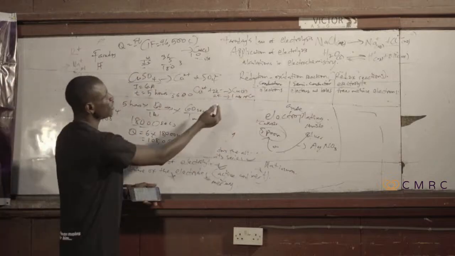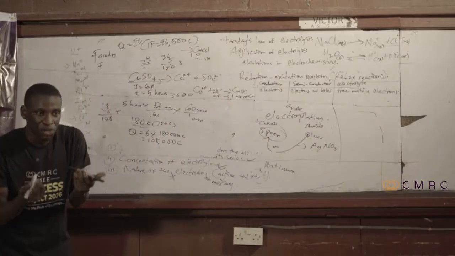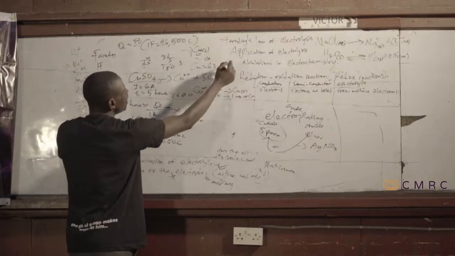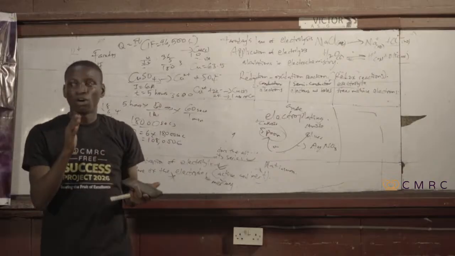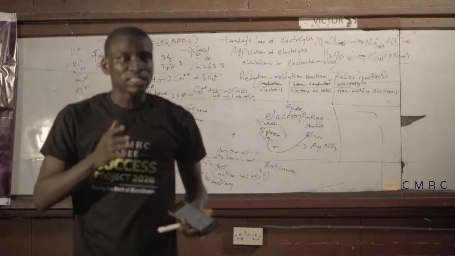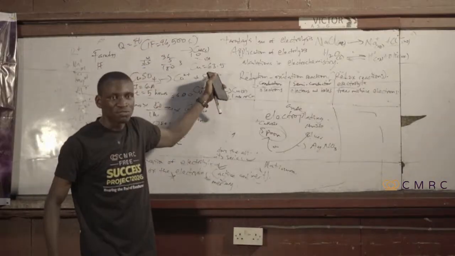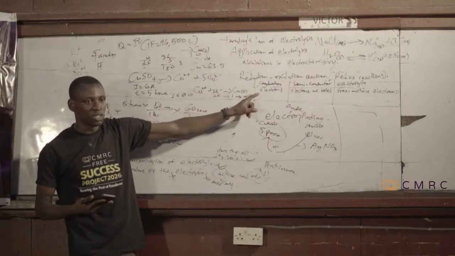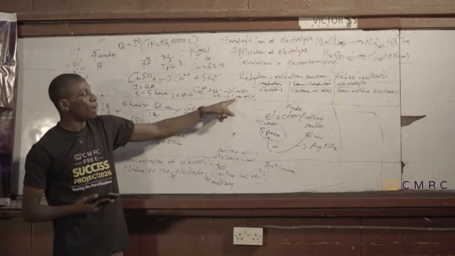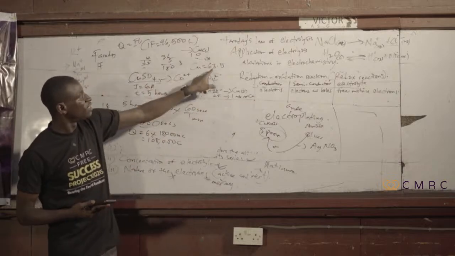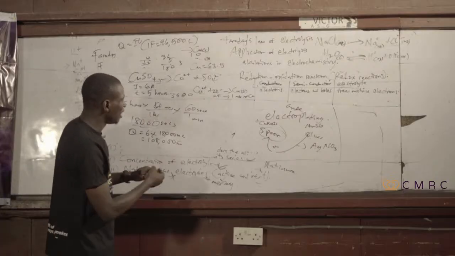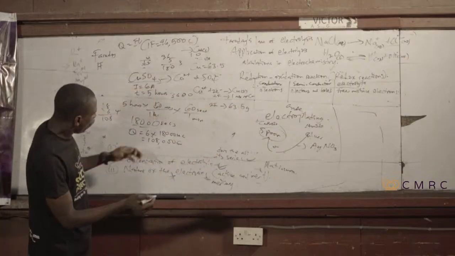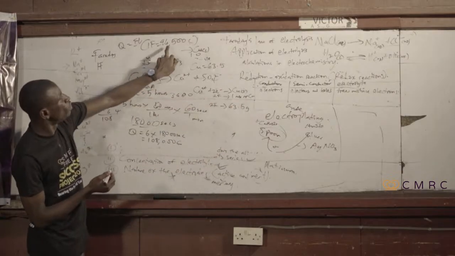Now, what is the mass of 1 mole of copper? They always give it to you in your question. You will see in a bracket, they put Cu equals 63.5. This is the atomic mass of copper, meaning that 1 mole of copper has a mass of 63.5 grams. So Cu2+ plus 2e- gives Cu solid. 2 Faradays will give you 1 mole of copper, which is 63.5 grams.